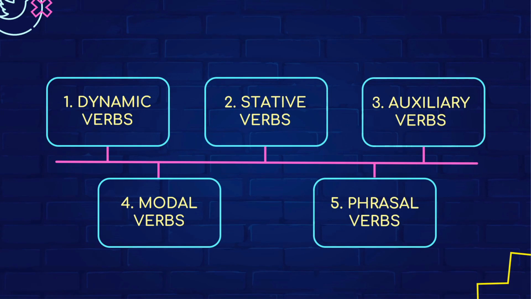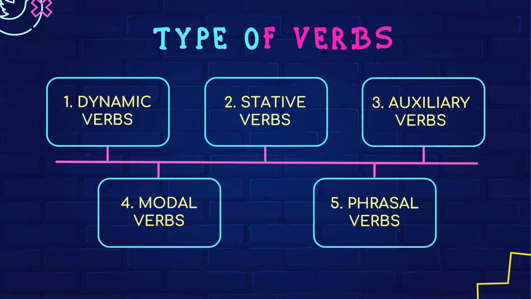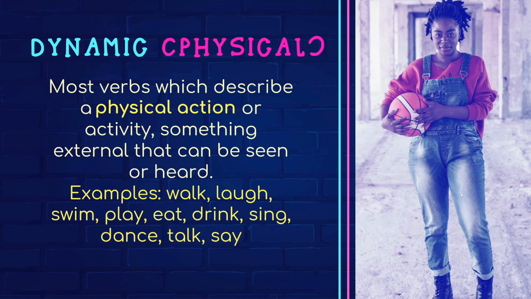In this video, we will be discussing 5 types of verbs which are dynamic verbs, stative verbs, auxiliary verbs, modal verbs as well as phrasal verbs. Okay, dynamic verbs. We have 2 kinds, which are physical and mental action.